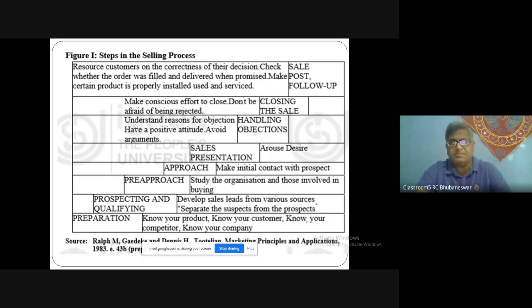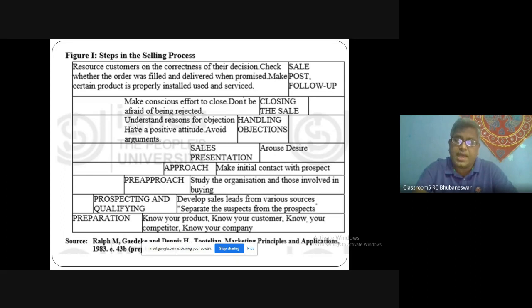If you see in my PPT, there is a diagrammatical representation of the selling process. First is preparation: know your product, know your customer, know your competitors, know your company. Then prospecting and qualifying. It means various sources are there to find the prospects of your particular product. Then pre-approach, meaning the organizations involved in buying. Suppose you find some organization or some customer, that is the pre-approach basis.